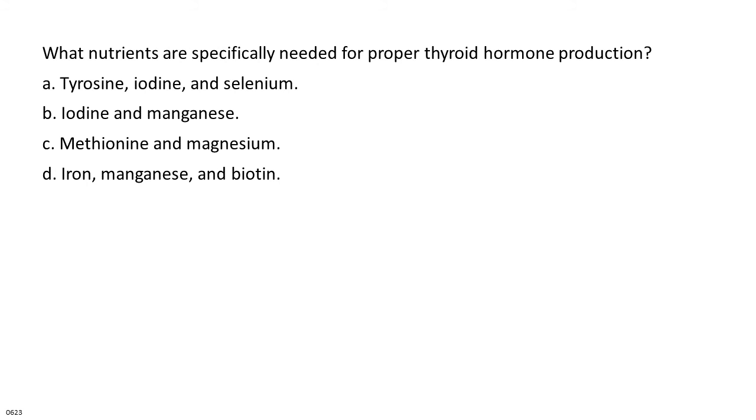What nutrients are specifically needed for proper thyroid hormone production? A. Tyrosine, iodine, and selenium. B. Iodine and manganese. C. Methionine and magnesium. D. Iron, manganese, and biotin.